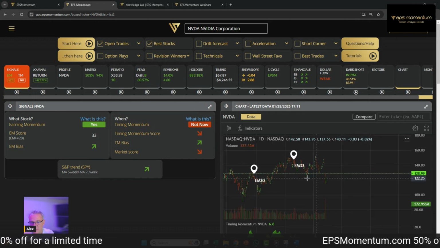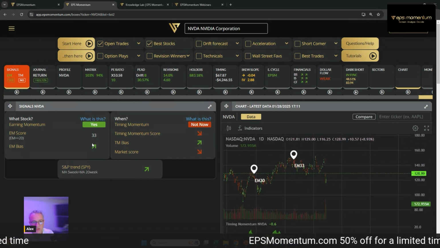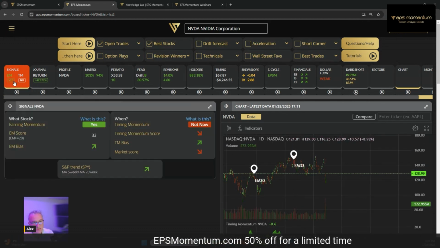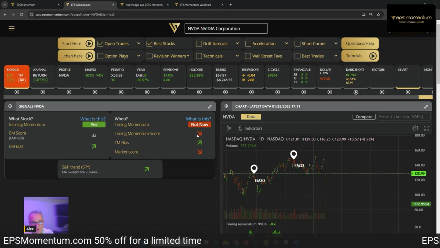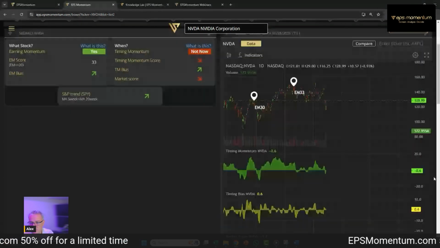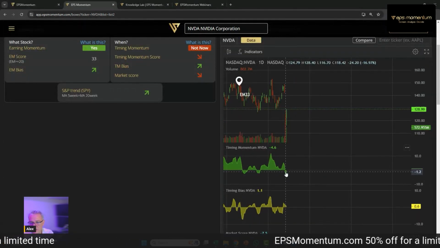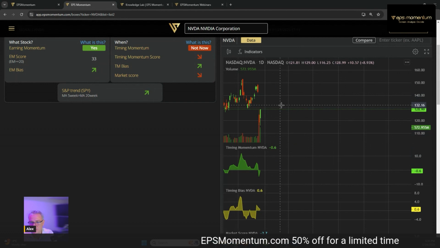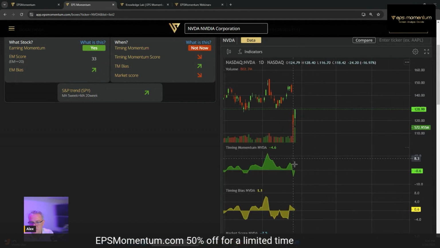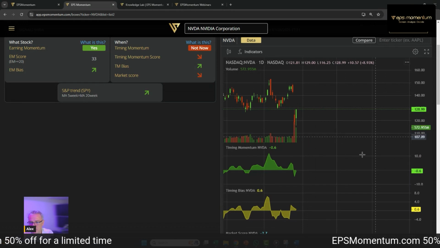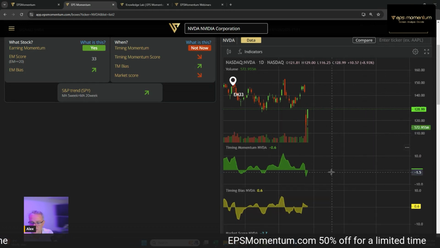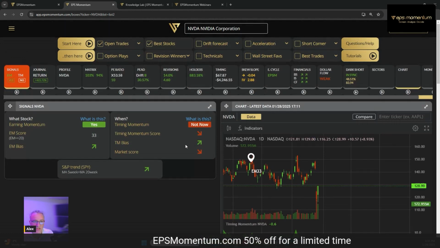So here we have a name that has an EM 33. How do I look? Overall it's a red light, but there's a green light here and a red here. The reason it's red is because the timing momentum is not at all in its favor here. NVIDIA dropped literally 17% yesterday. It recovered a little bit today, but still not looking good. So it's not a good timing. A great start, but not a good timing.